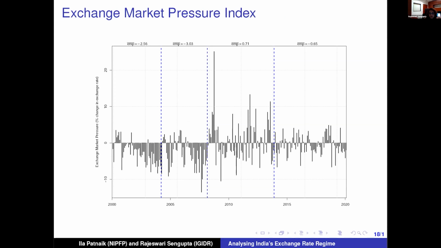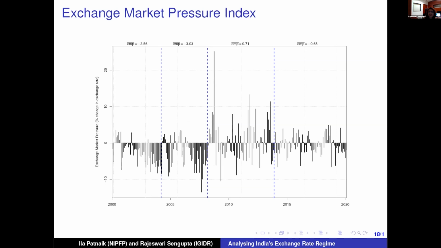This is a graph of the exchange market pressure index using their method, the Feldman et al. method, from 2000 to 2020. Once again, I've juxtaposed the exchange rate regimes in this graph and put the average values of the EMP index on the top. So very quickly, what we see is in the first regime, we have an average EMP of minus 2.56%, implying that there was a pressure on the currency to appreciate. Then in the next regime, it goes up to minus 3%. So the pressure on the currency to appreciate goes up even more.